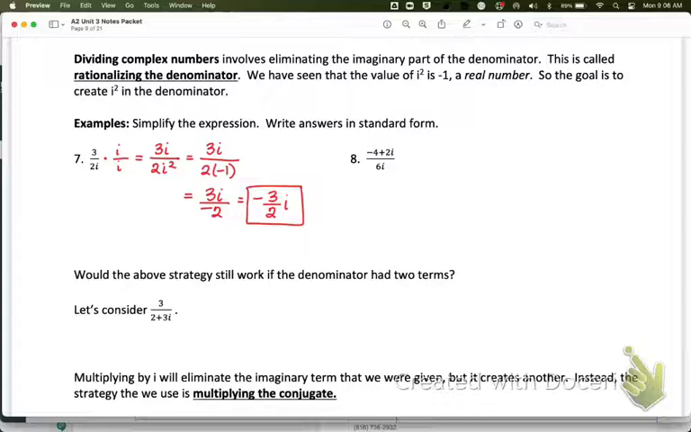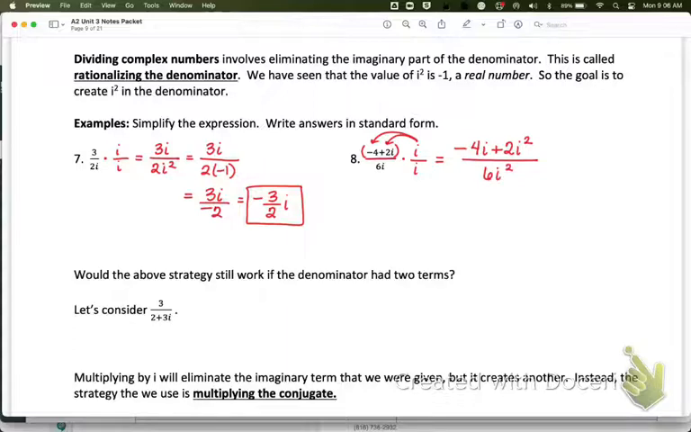Okay, number 8 would be similar. Now what we need to remember is that this fraction bar works like a grouping symbol, so it implies parentheses here. That's important because now when I multiply by i over i, I have to remember that I need to distribute the i on the top of the fraction. So I will get -4i plus 2i squared over 6i squared.